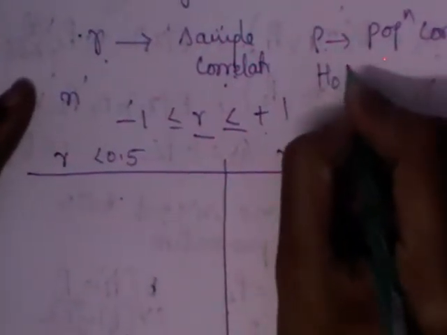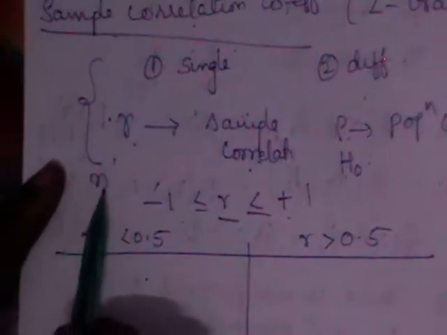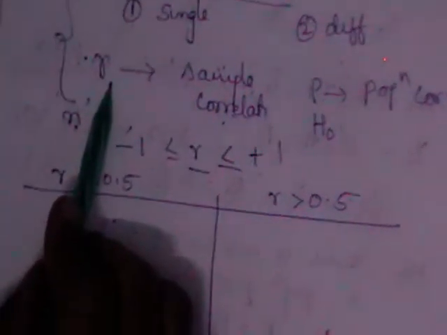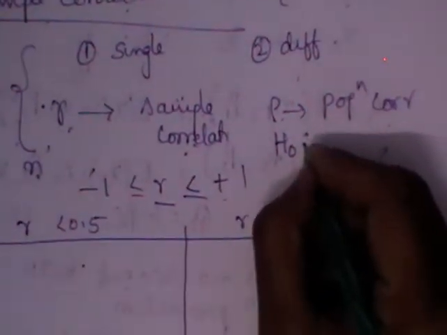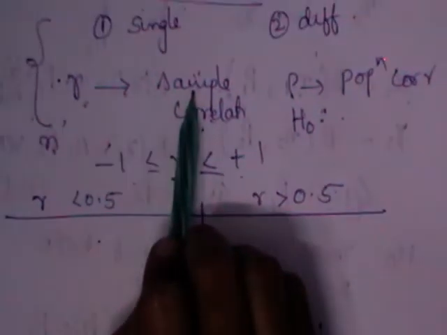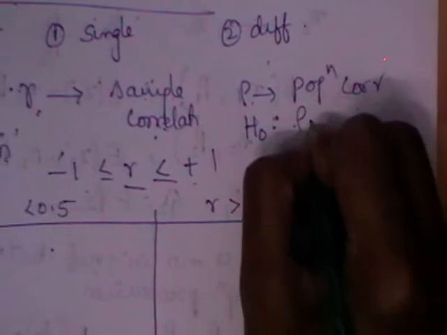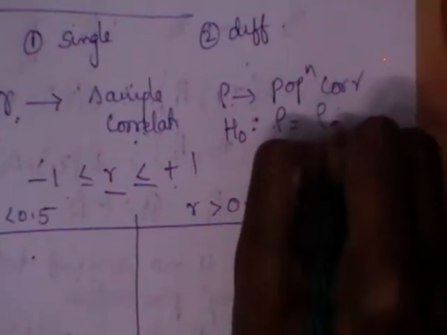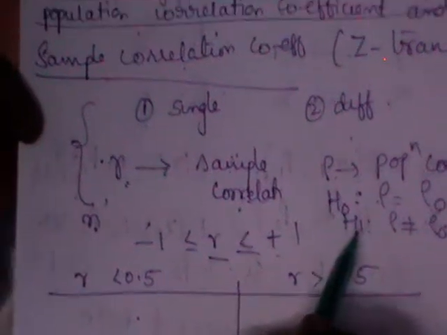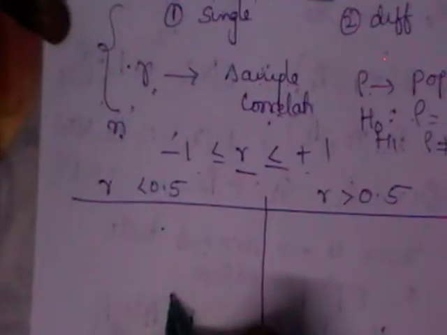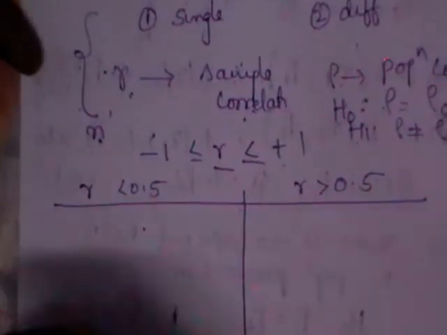Whether this is case 1 or case 2, what is the null hypothesis? You should describe the sample data. You have described n is the sample size, r is the sample correlation, rho is the population correlation coefficient. What is H naught here? There is no significant difference between sample correlation and population correlation coefficient, or rho is equal to rho naught is the null hypothesis. The alternative is rho not equal to rho naught. You have described the sample data, null hypothesis and alternative hypothesis. For writing the test statistic, you are going to have two cases: r less than 0.5 and r greater than 0.5.